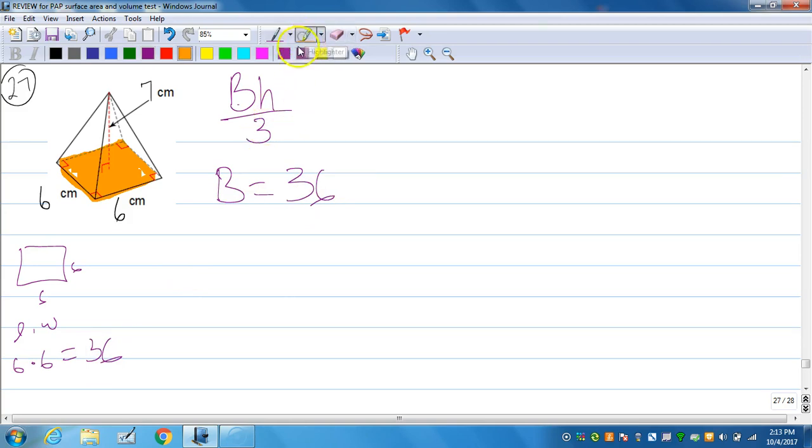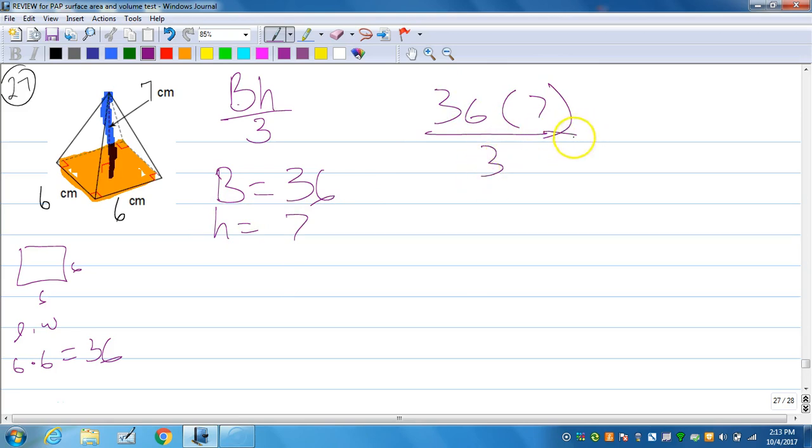The height. How tall is this pyramid, from here all the way down there? 7. So 36 times 7, divide that by 3. 36 times 7 is 252, divided by 3, 84.